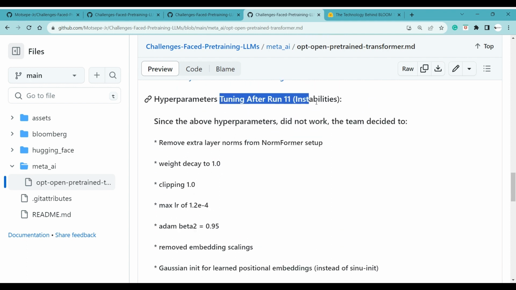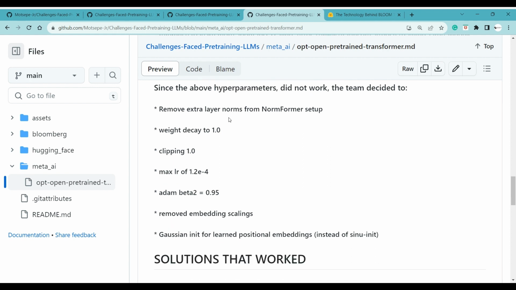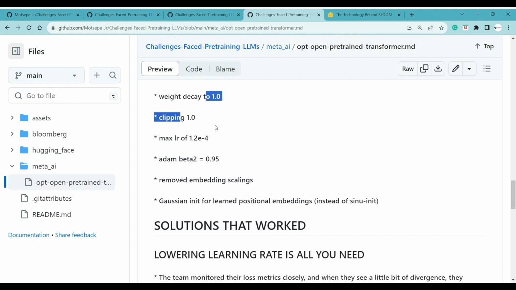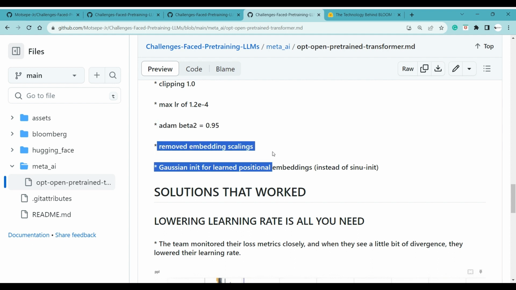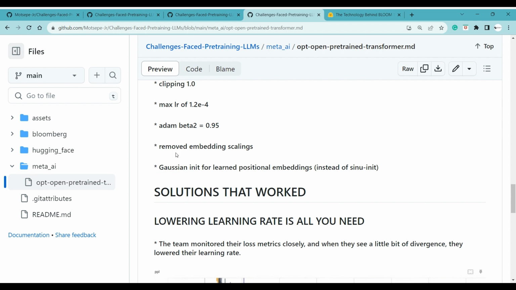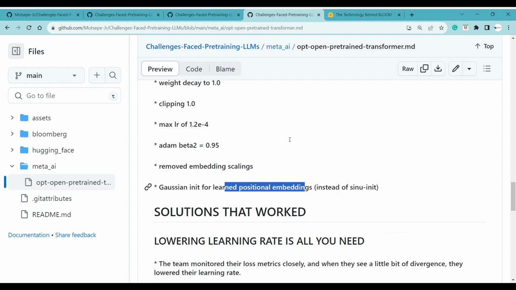Anyway, hyperparameter tuning after run 11. They also faced instabilities. What they did now was remove the NormFormer setup, where they added a lot of norm layers. Weight decay was at 0.05, and they moved it to 0.1. The clipping was now at 0.1, along with the max learning rate, and the Adam beta 2 was at 0.95. They removed the embedding scaling as well, and used Gaussian init for learned positional embedding instead of the sinusoidal initialization. So that's what they did.